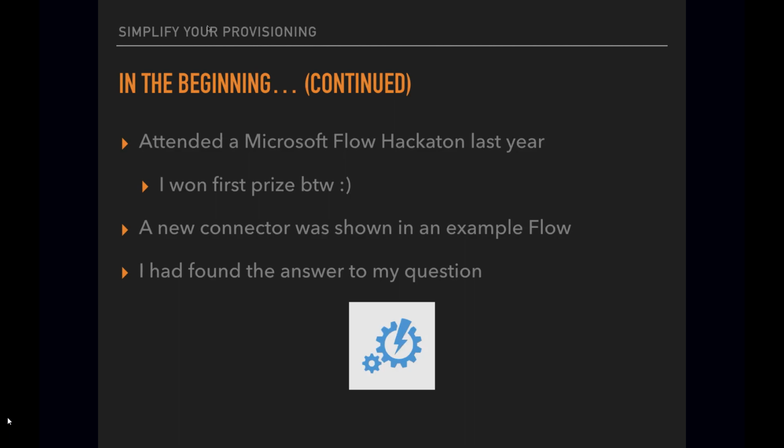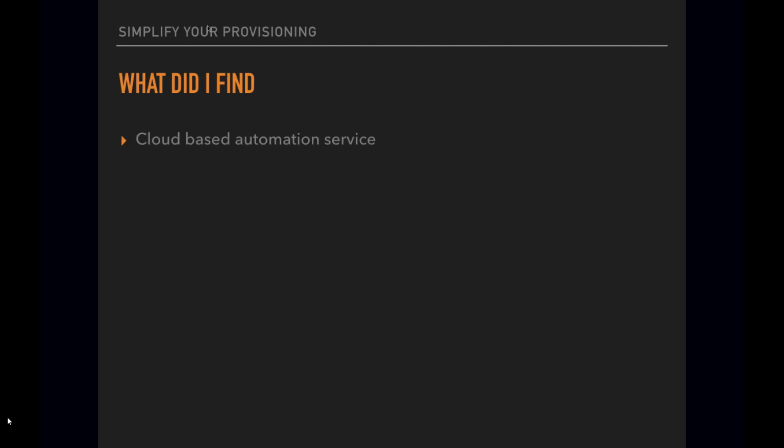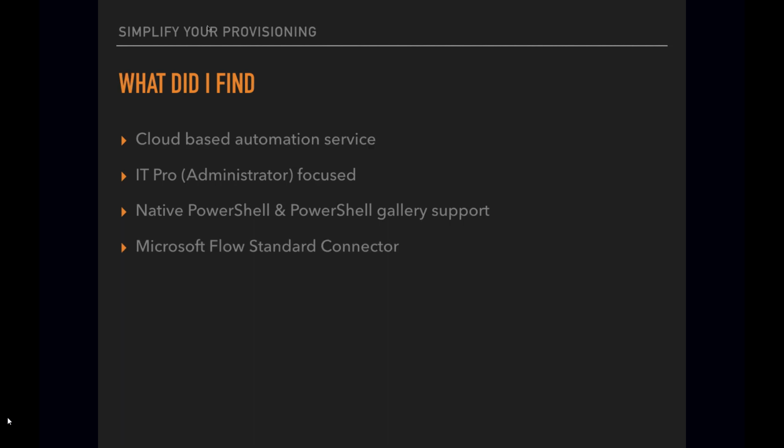What I found when I started asking questions about this was, okay, this connector is connecting to a cloud-based automation service, so that's good for provisioning. It's more administrator focused, which is even better. It's not developer focused like an Azure function. Then I found it has native PowerShell support, and native support for the gallery as well, which made it easy to use modules like PnP PowerShell that I've been using on a daily basis. The connector itself in Flow was also really good, but it was a standard connector, not premium, so it was just a standard license.